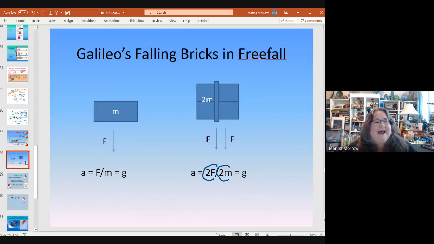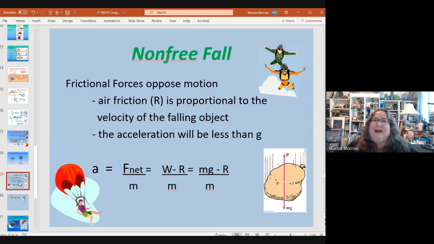So anyway, it's pretty cool. That's why things fall at the same time if you don't have to worry about another force like air friction. As long as that's negligible, then things fall at the same time. So Newton's law figured out why that was true.